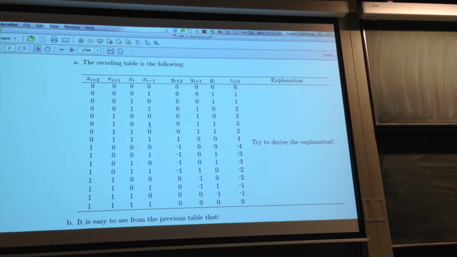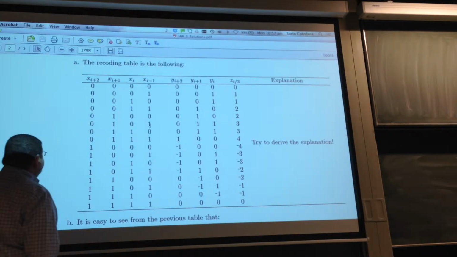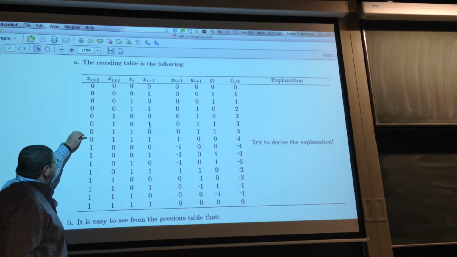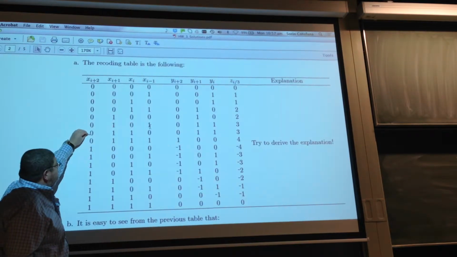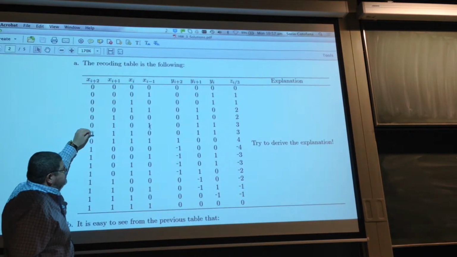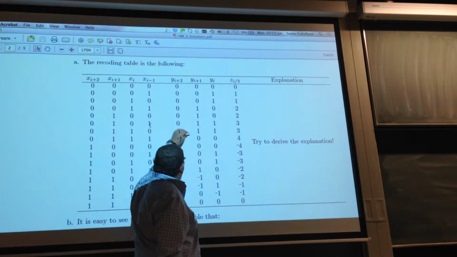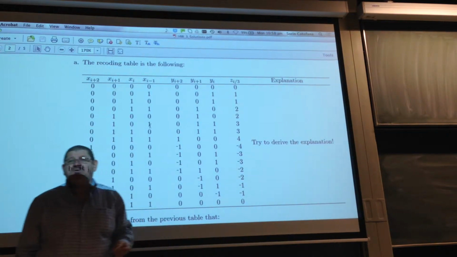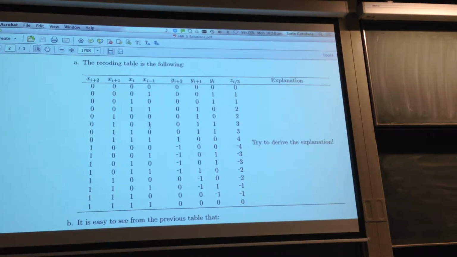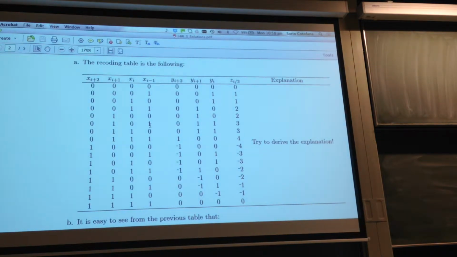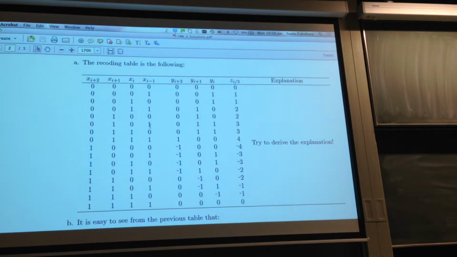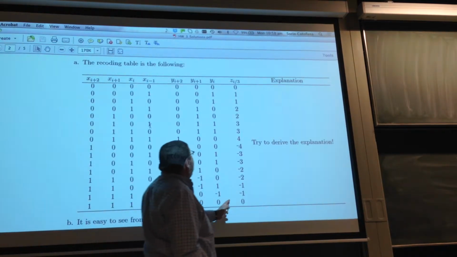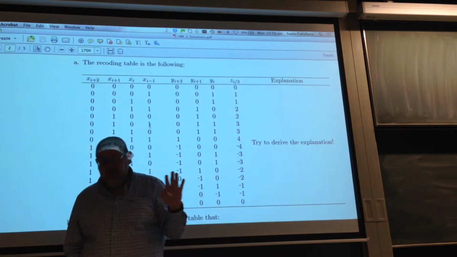Yes? On row 7, couldn't the encoding also be 1, 0, -1? Row 7, I don't know which is row 7. 0, 1, 1, 0, yes, in here. Sure, it could. You can do that. It's also true for some other rows that things can be different. But at the end of the day, what is important is this one.